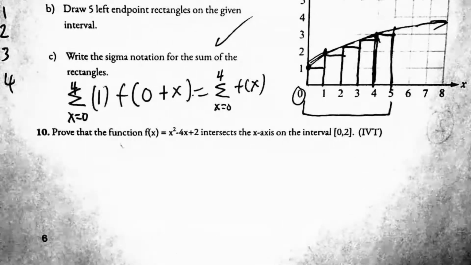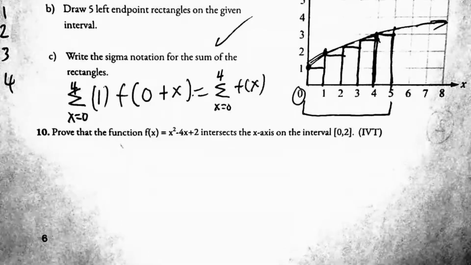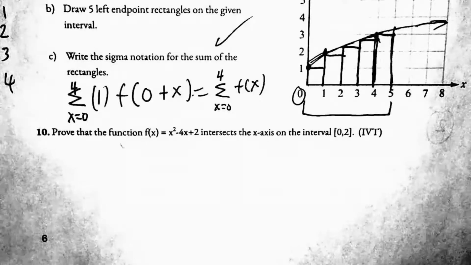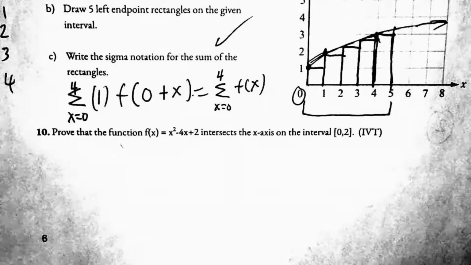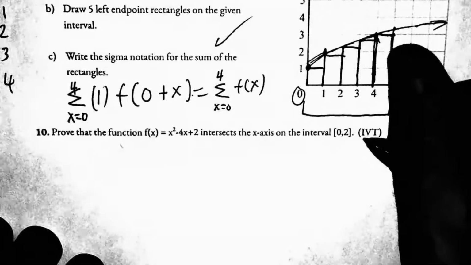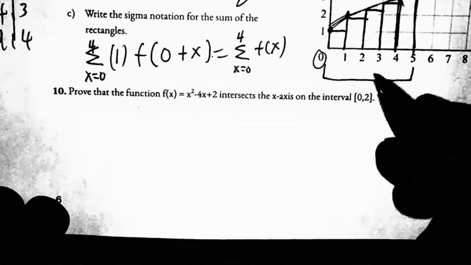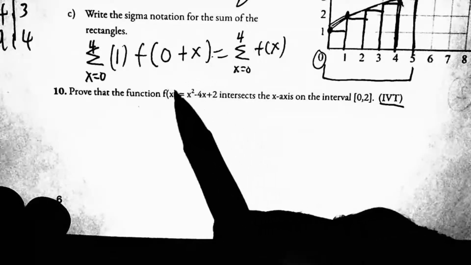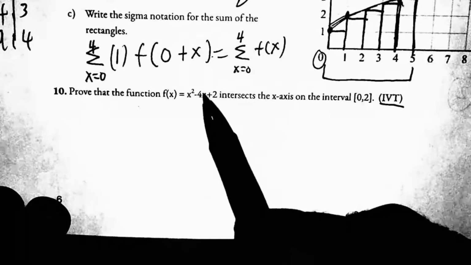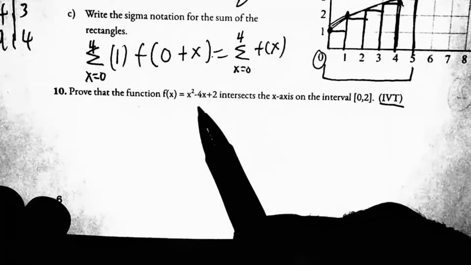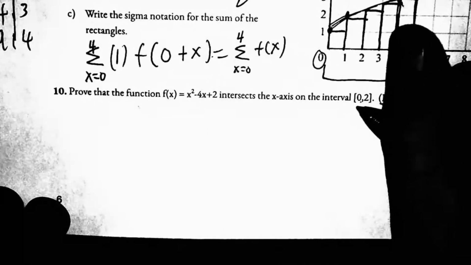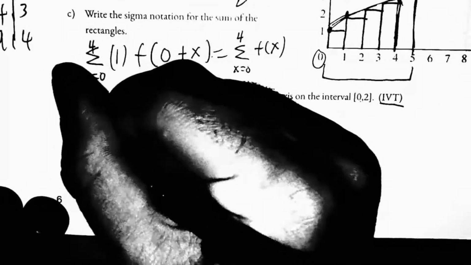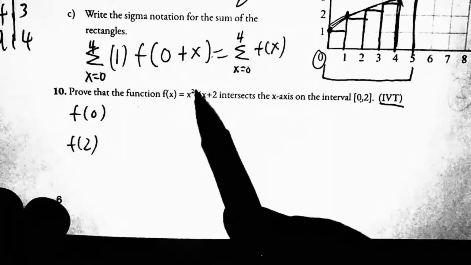Last one. Prove that the function f of x equals x squared minus 4x plus 2 intersects the x-axis on the interval 0, 2. Okay, so this is intermediate value theorem, IVT. You don't need to sketch this curve, but you do want to find what is f of 0 and what is f of 2, because you want to know where this starts and ends.